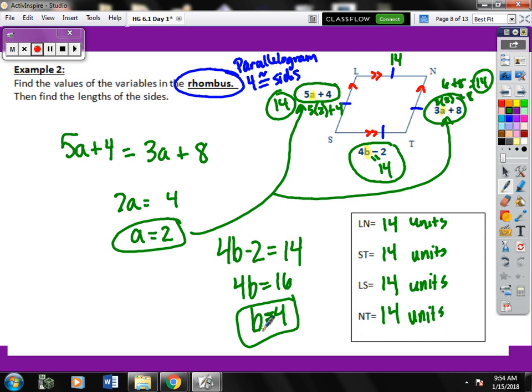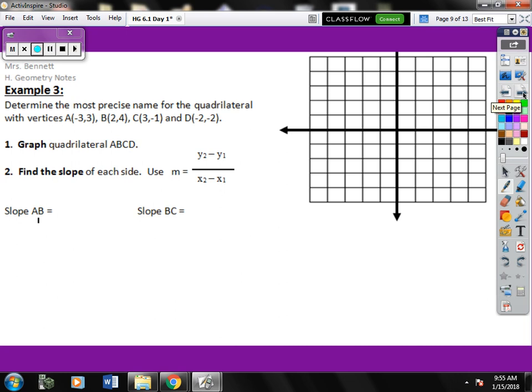Alright, the last one we'll take a look at is the longest one. Okay, these are kind of coordinate proofs where you're going to be proving what type of quadrilateral it is by graphing it in the coordinate plane and proving that you either have parallel sides using slope or proving that you have perpendicular sides using slope. We also will find out if the side lengths are the same by using the distance formula to verify whether or not it's a square, rectangle, a rhombus, or a kite.